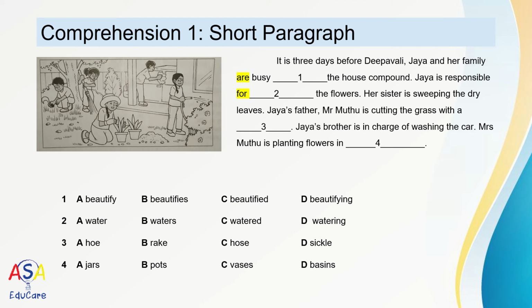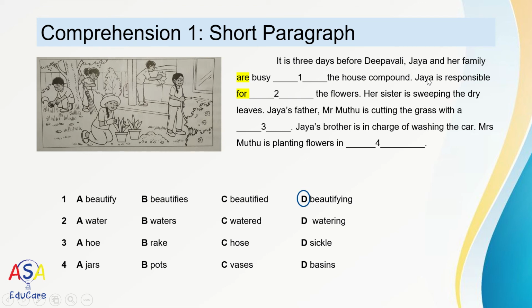Jaya and her family are busy. So the keyword is are. Are tells you that it is a simple present tense. So all these things are happening at the moment. And remember we learned on the present continuous tense, if this are comes up, we have to put 正在 because they're doing it at the moment. 他们正在做着 busy 是忙着 A, B, C, D. The house compound. House compound 是家的周围哦 around here. It's not inside, it's outside. So first answer should be 正在. 正在 usually has ing.